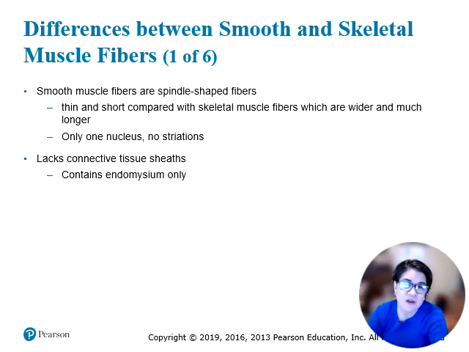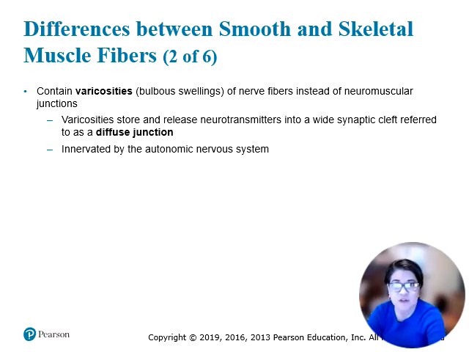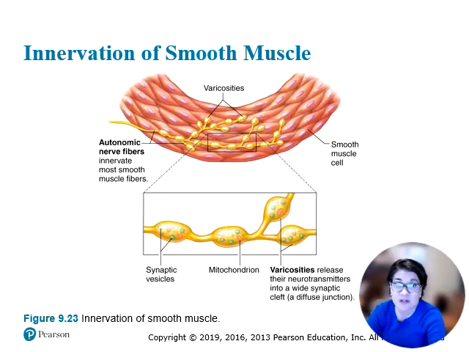They don't have a lot of the connective tissue that the other muscles have, so they only have endomysium, and they have one nucleus, no striations, which we learned. They have these varicosities, which are little swellings of nerve fibers, so they don't have the same structures as skeletal muscles. They don't have the same neuromuscular junction. It's more diffuse. It's autonomic. That's the automatic part of your nervous system, which means that it's involuntary.